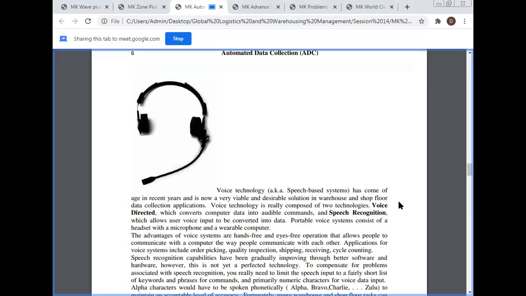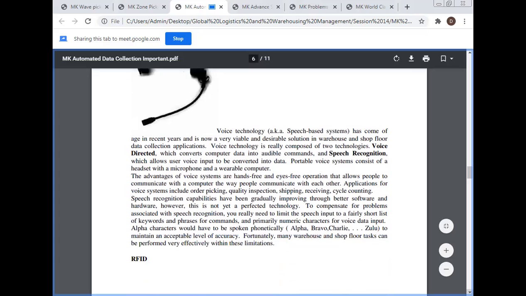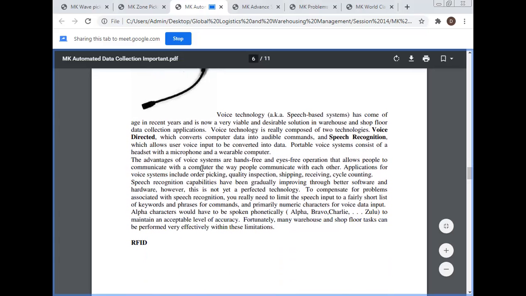Voice technology is really composed of two technologies: voice-directed, which converts computer data into audible commands, and speech recognition, which allows user voice input to be converted into data. A portable voice system consists of a headset with a microphone and a wearable computer. The advantage of the voice system is hands-free and eyes-free operation that allows people to communicate with a computer the way people communicate with each other.